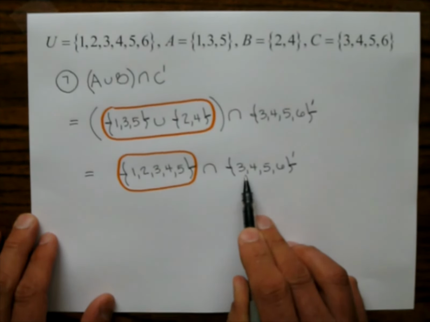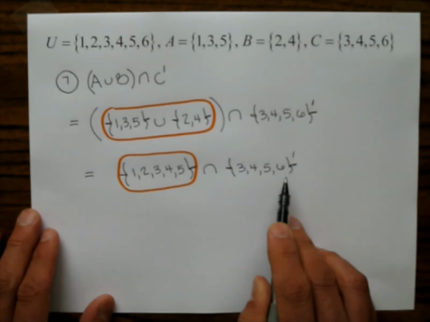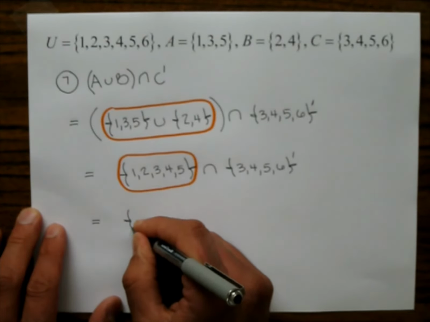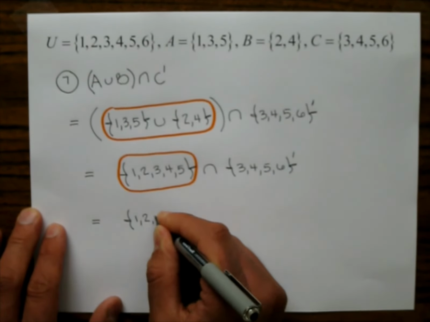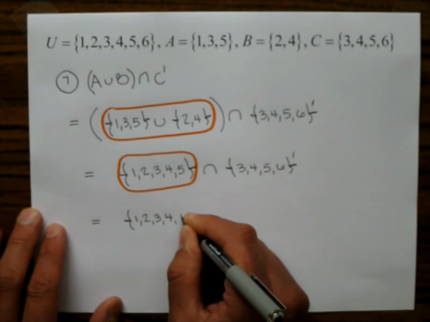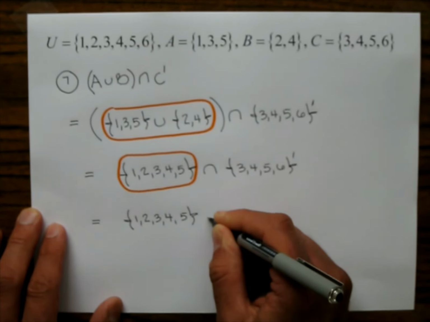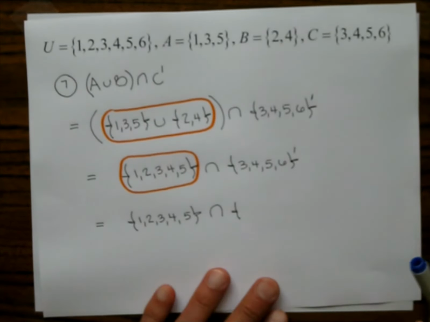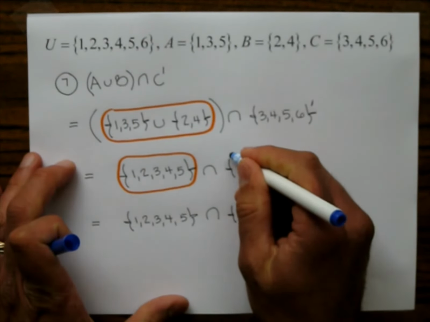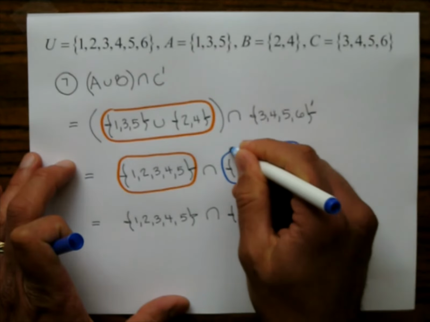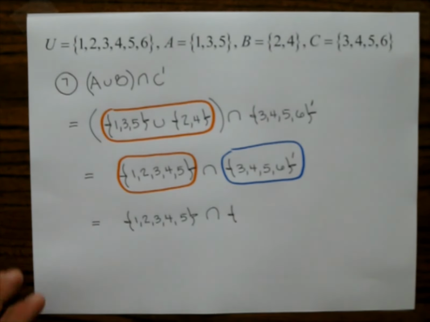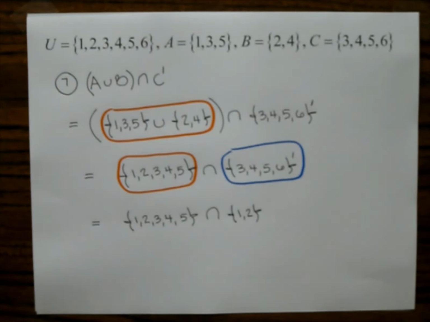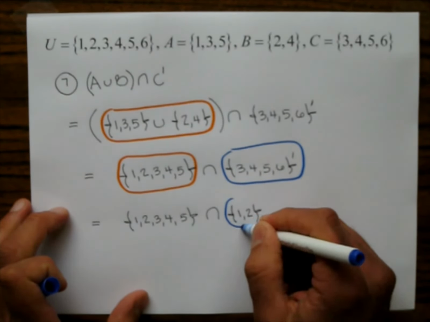I'm going to take the complement of 3, 4, 5, 6, and we had done that in the last problem. So this is 1, 2, 3, 4, 5, take the intersection with, okay, so this is what we're doing. Let me use a different color here. Do this one right here. The complement of 3, 4, 5, 6 is just 1, 2. And that's what we get right here.